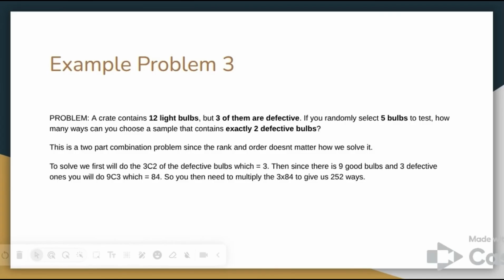Then, since there are 9 good bulbs out of the 12, you're going to do 9C3 because there's 3 defective, which gives you 84. And then we need to multiply both of our outcomes together to give us 252 ways.